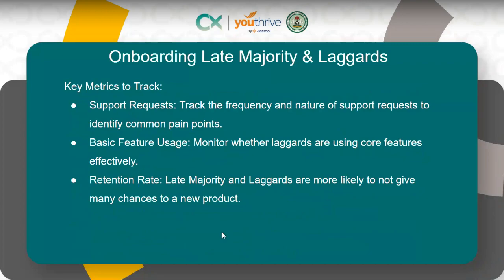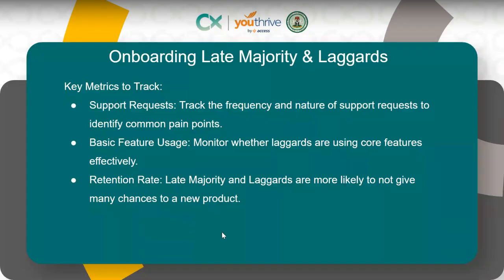All right, what do you want to measure? Metrics to measure in this part include support request frequency. Track the frequency and nature of your support requests to identify common pain points. The fewer requests you have, the more it means you're actually doing a good job. The fewer tickets you're getting for issues, the more you know that you're doing well.